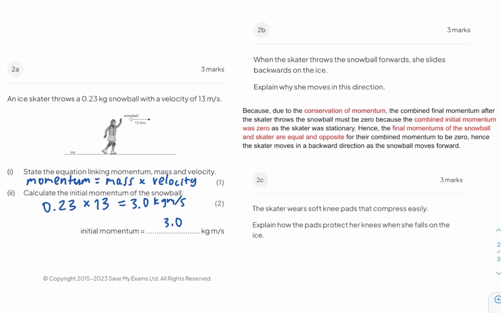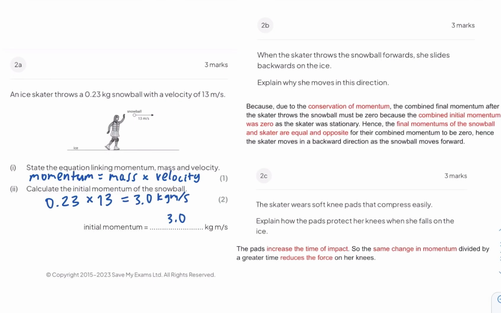Okay, so part 2c states that the skater wears soft knee pads that compress easily, and we need to explain how the pads protect her knees when she falls on the ice. So I said that the pads increase the time of impact, so the same change in momentum divided by a greater time reduces the force on her knees.